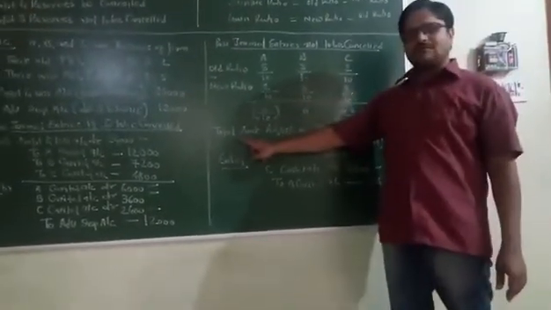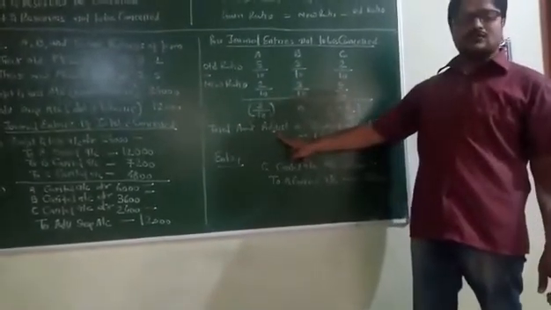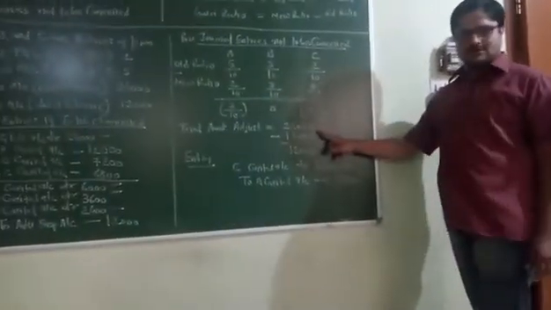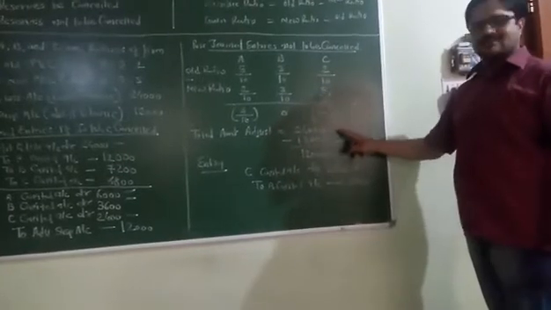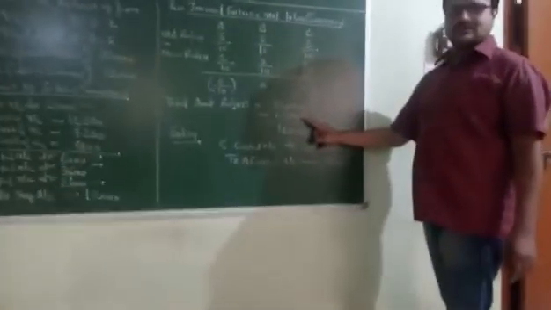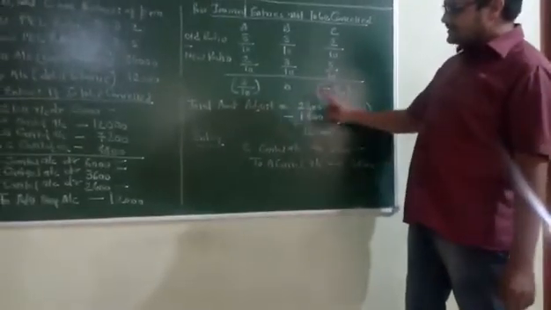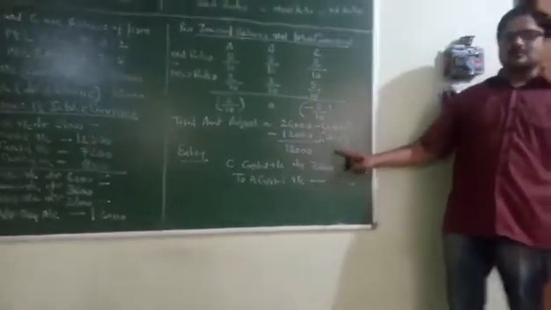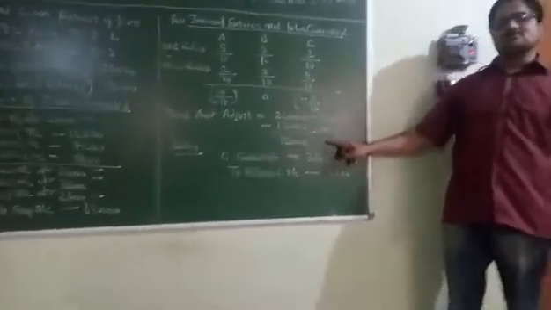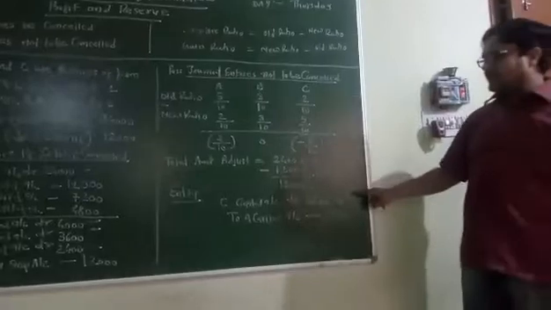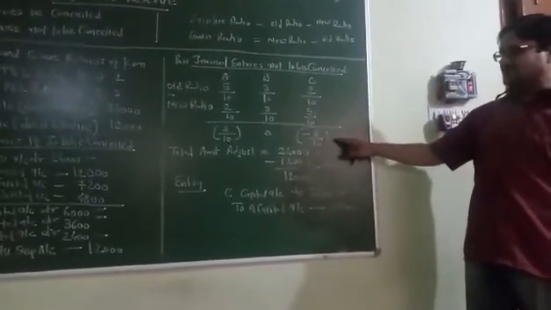Now find the total adjusted amount. Profit and loss account credit balance is 24,000, and advertisement suspense account debit balance is 12,000. From the 24,000 credit balance, deduct the 12,000 debit balance, and you get the remaining amount of 12,000. This 12,000 amount is distributed among the partners as per their sacrifice ratio.